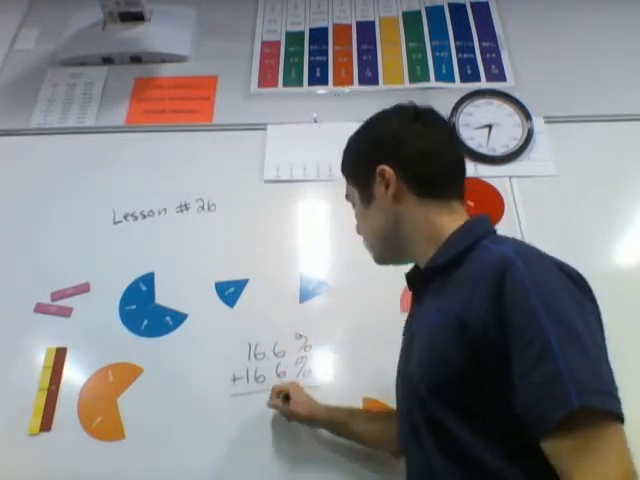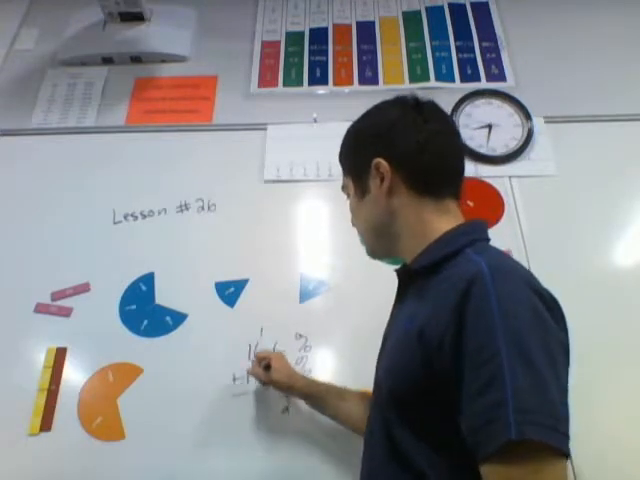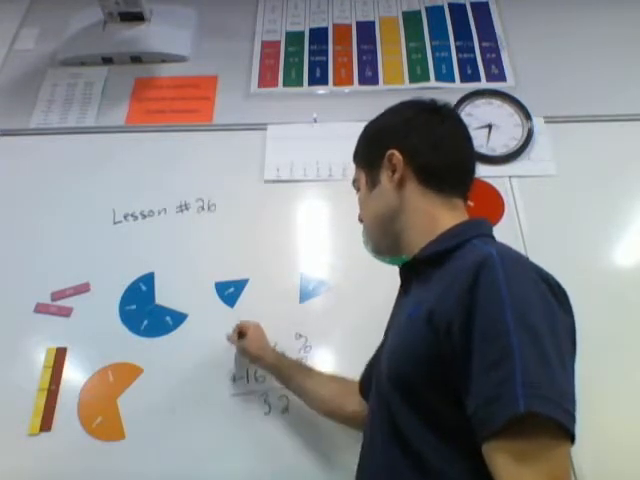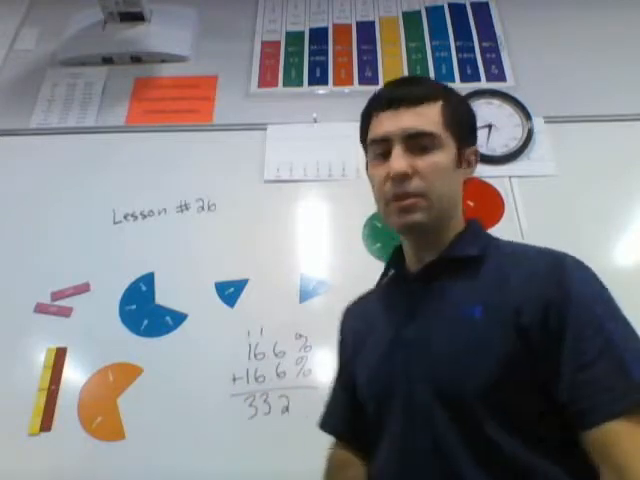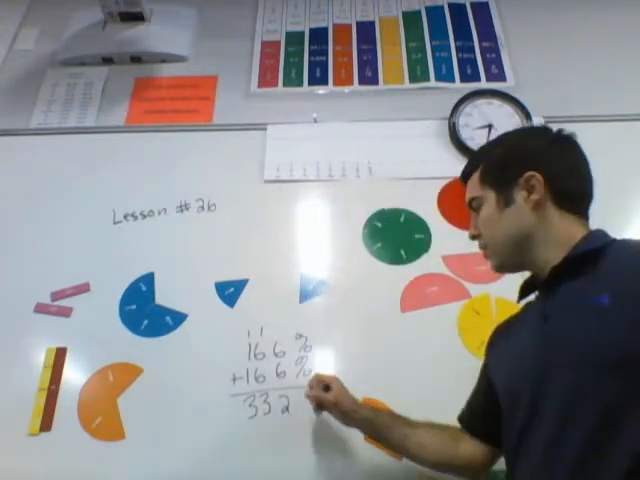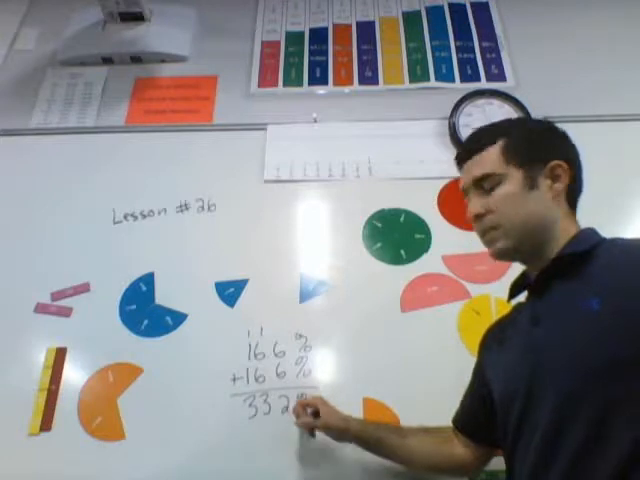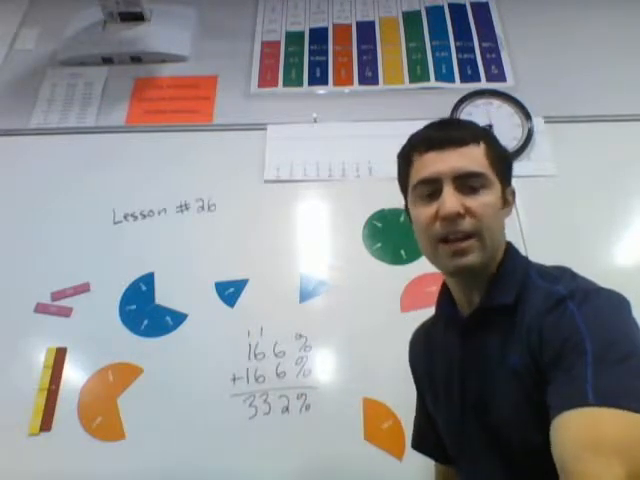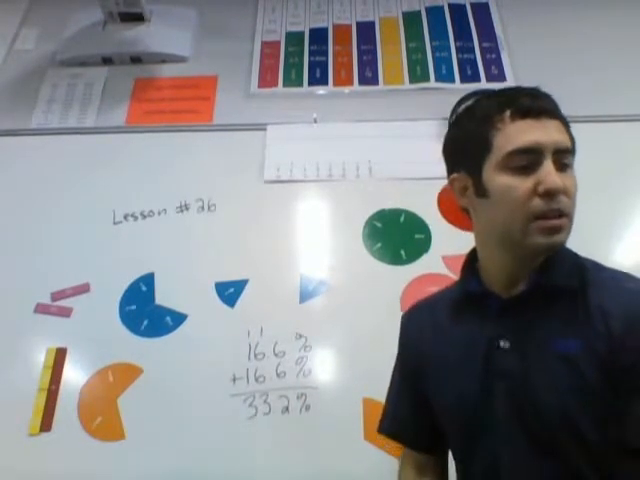Okay, 6 plus 6 is 12, carry your 1. 6 plus 6 is 12, plus 1 is 13, carry your 1. So it's going to be 33.2%. Alrighty, and hopefully that makes sense.